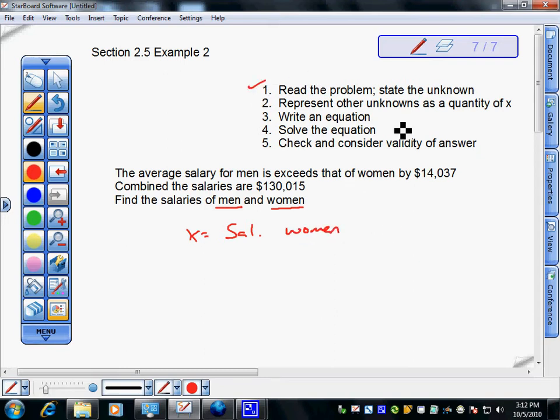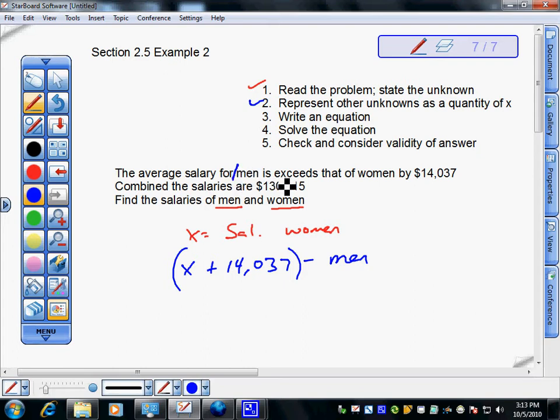we have identified that that's what we're going to do. Now I need to be able to state the other unknown. If women is the x, then men are how much? Well, I don't need to make another variable y. What I can just say is that, if I happen to know x, I'm just going to add $14,037, because this would be the men's salary, because it is this expression that helps me out right here. So I can represent other unknowns as a quantity of x. It's a little bit tricky to find, but it'll tell me right here.